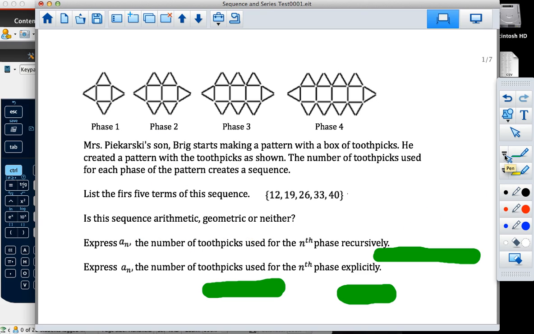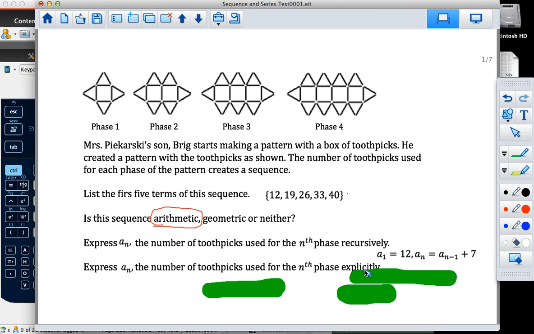And then the next question is, is the sequence arithmetic or geometric, or neither? The correct answer is arithmetic, and we know that because we're adding each time, so we have a common difference, which means it's arithmetic. Then, express a sub n, the number of toothpicks used for the nth phase, recursively. If you recall, you have to have your a sub 1, and in this case, our a sub 1 was 12.